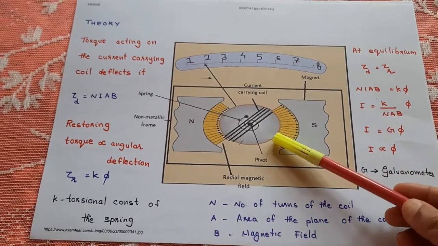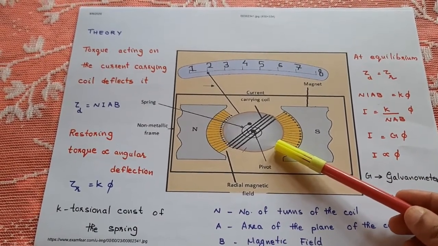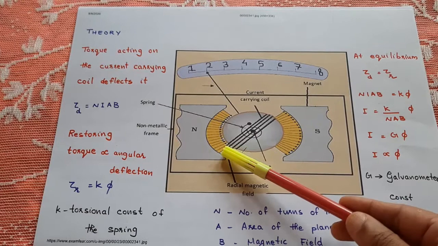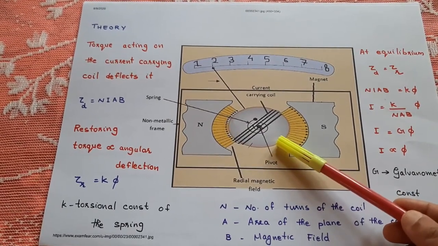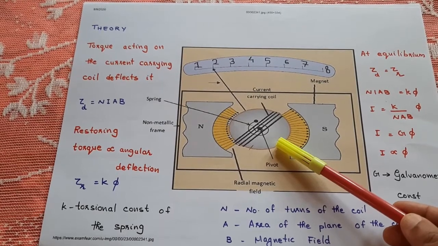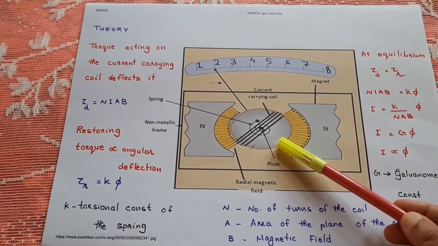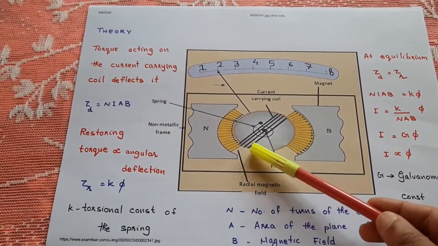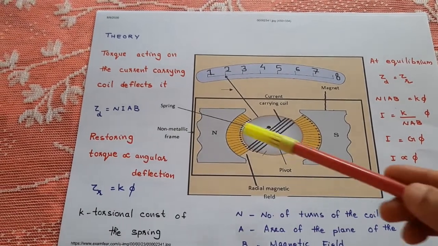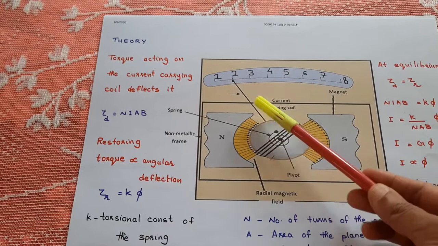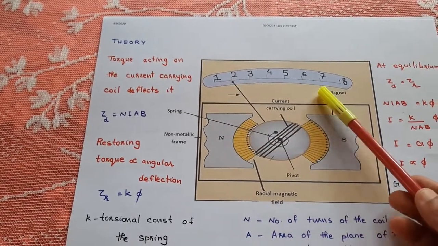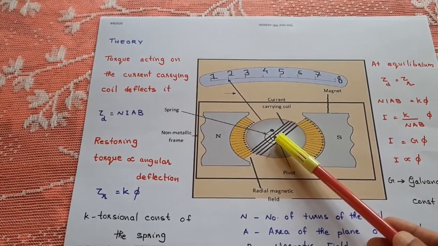This is the cross-sectional view of the galvanometer. The magnetic field is radial and is concentrated in the soft iron core. A pointer is attached to the coil, which moves on a circular scale as the coil deflects.